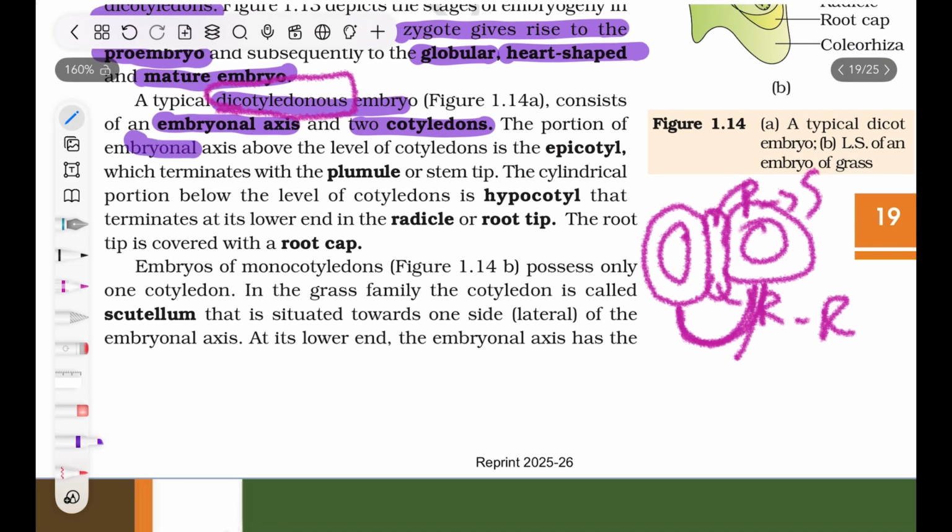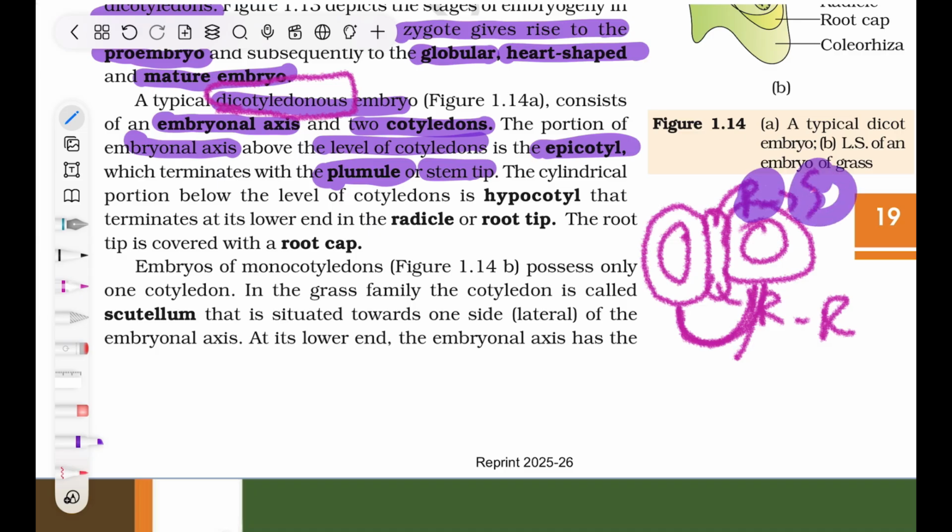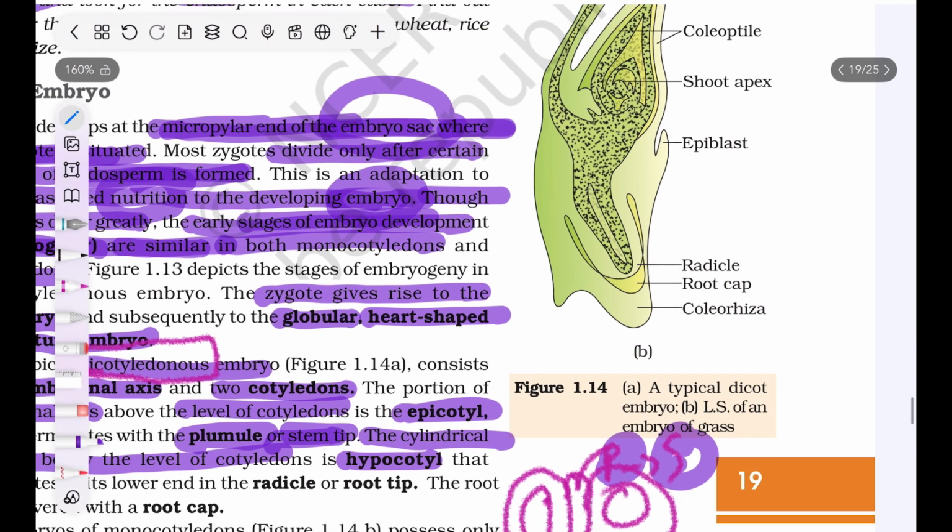The embryonic axis above the level of cotyledon is called the epicotyl, which further forms the plumule, also called the stem tip, because the plumule will form the shoot tip or stem tip. The cylindrical portion below the level of cotyledon is the hypocotyl.